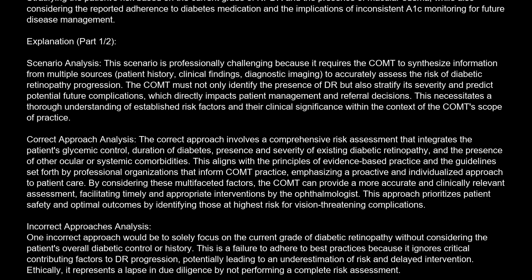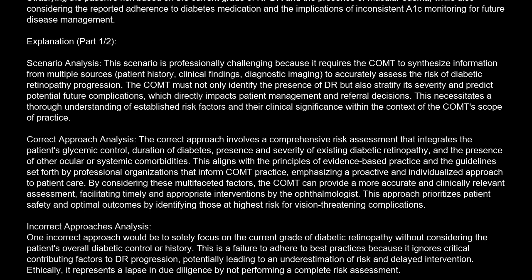This aligns with the principles of evidence-based practice and the guidelines set forth by professional organizations that inform COMT practice, emphasizing a proactive and individualized approach to patient care. By considering these multifaceted factors, the COMT can provide a more accurate and clinically relevant assessment, facilitating timely and appropriate interventions by the ophthalmologist. This approach prioritizes patient safety and optimal outcomes by identifying those at highest risk for vision-threatening complications.